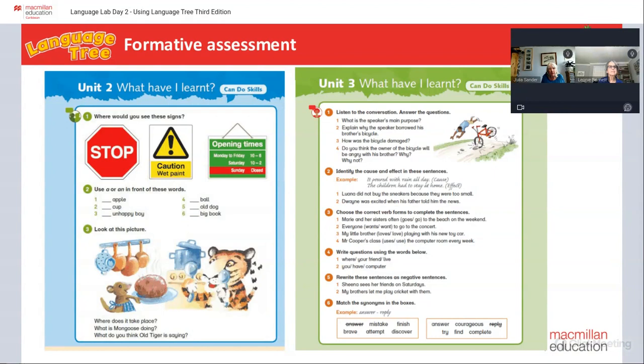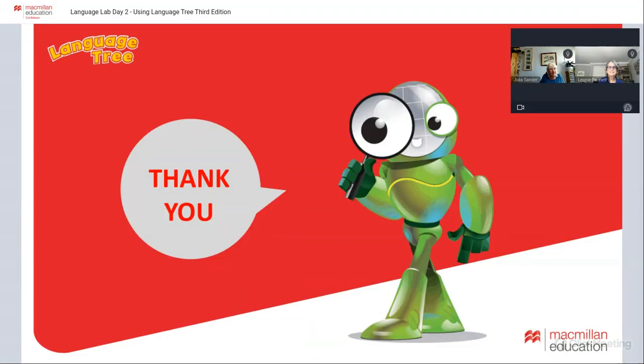And the page on the right-hand side is from grade 5. As you can see, it's more advanced. And this one does actually have a listening exercise, which you would read out. And the second exercise is identifying cause and effect. It's a comprehension exercise, and it covers what was in the unit. I think that is our last slide as such. So we're going on to a thank you.